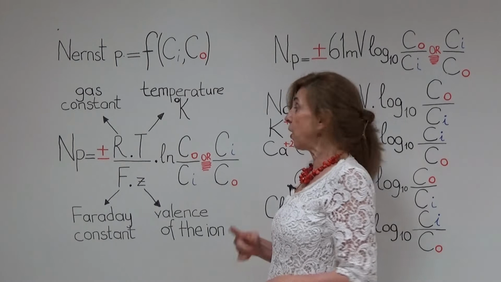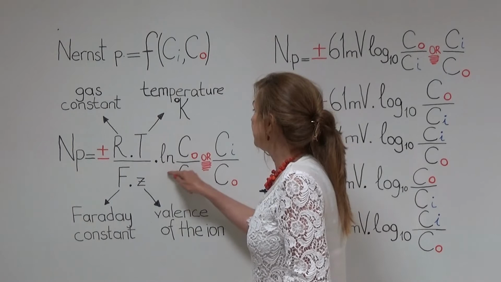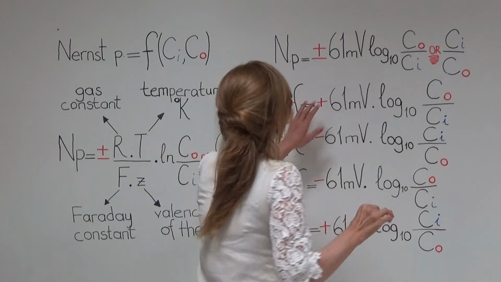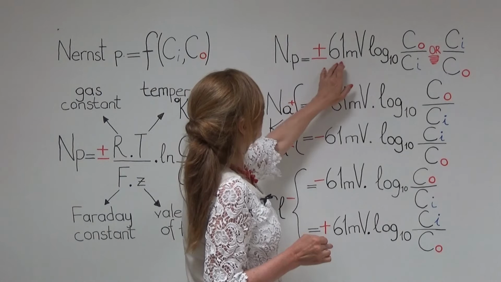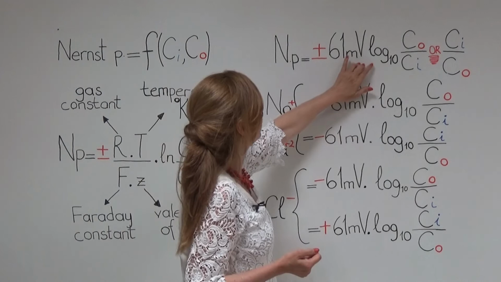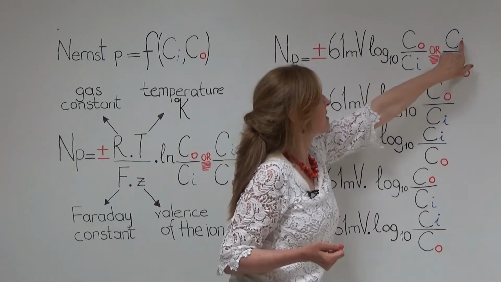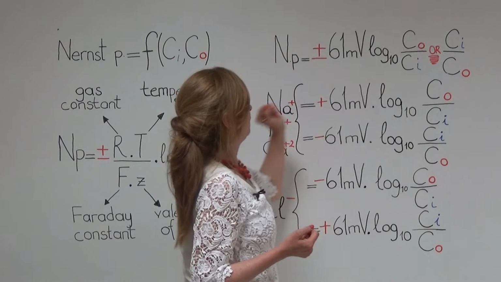So if we simplify this and take the logarithm with base 10 instead of the natural logarithm, we end up with the formula in a more simplified form. So it's plus minus 61 millivolts when you consider the body temperature to be 37 degrees centigrade, and logarithm of concentration outside over inside, or inside over outside. This condensed formula makes use of the plus minus signs here.